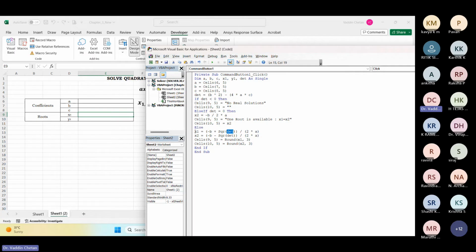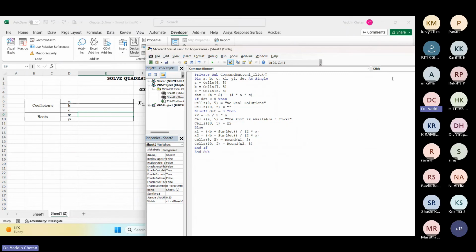I have calculated the values of x1 and x2, and I am outputting them with Round. What does round mean? It is rounding up, right? It is a truncation error, and it is rounding to 3 decimals. We have one beautiful chapter called errors and approximations in numerical methods, but I'm not going into much detail on that. I'm rounding to 3 decimals, and I'm ending the if statement and ending the sub.